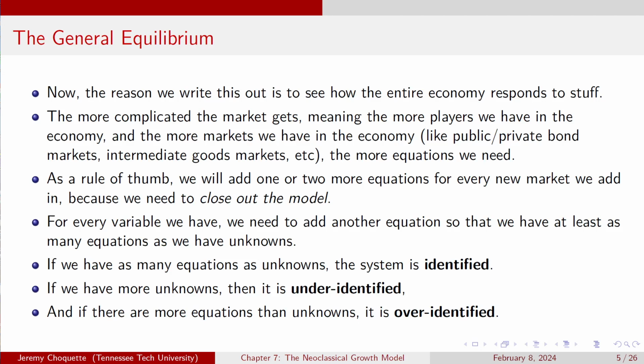So the reason we want to write this out is we want to see how the entire economy responds to stuff. And the more complicated the economy gets, so the more players we have, the more markets we have in the economy, the more equations we're going to need. And as a rule of thumb, you want to add 1 or 2 more equations for every new market we add in, because we still want to be able to close the model out. For every variable we have, we want to add another equation, right?